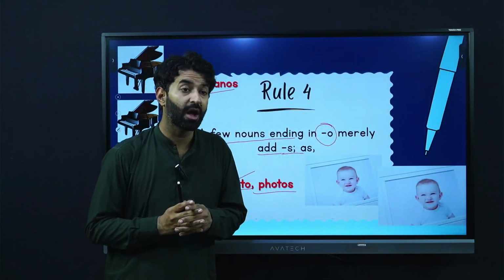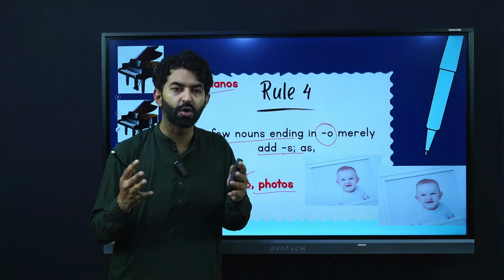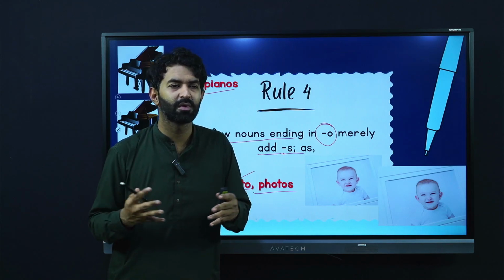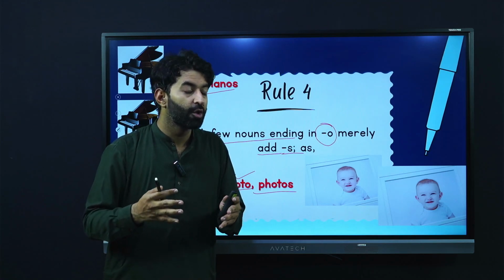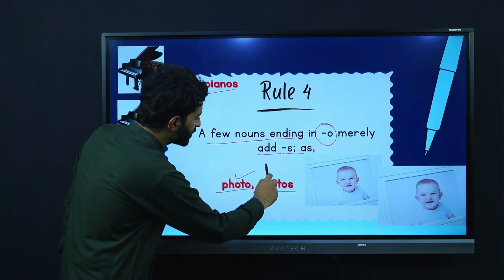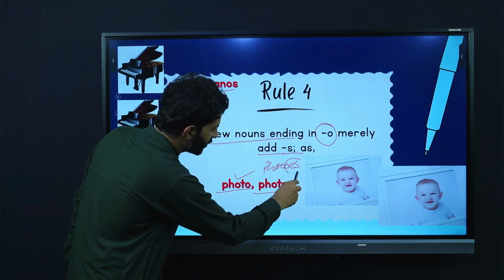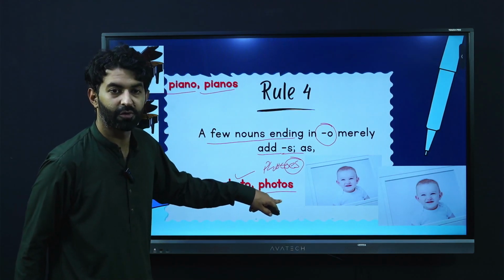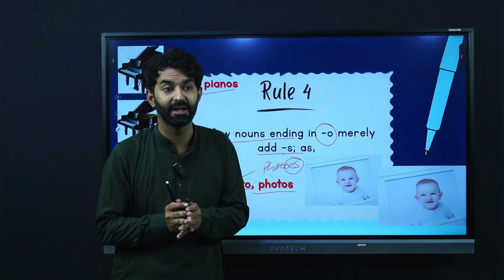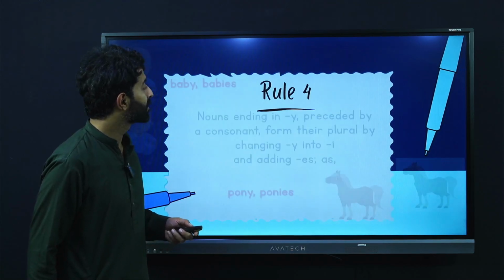How can you identify it? When you are reading a lot, your stories, your books, your whatever text, you can see that same thing over and again. You will never see the spelling photoes. You have seen everywhere that photo plural is photos, not with es, just by s. So this is our rule number 4.